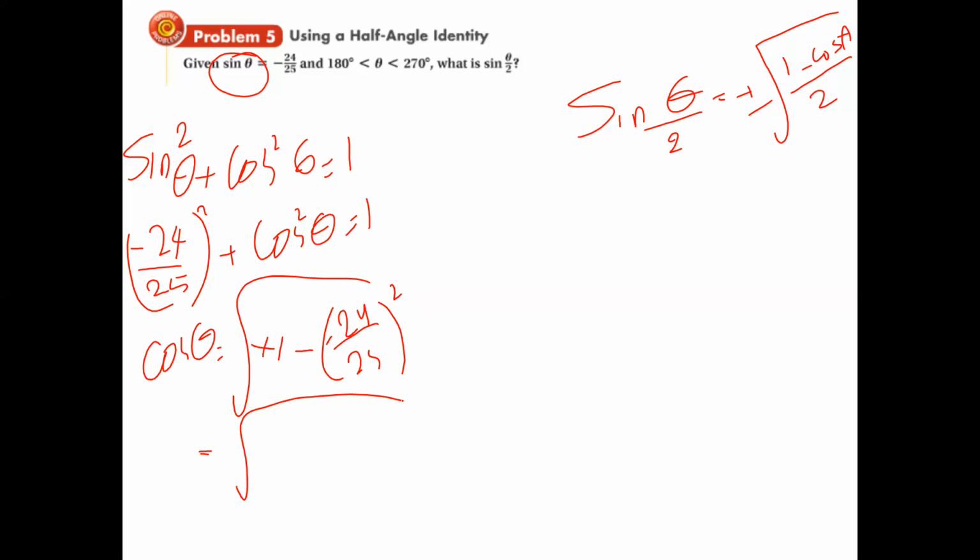As you see now, this one, I'm sorry, there's something wrong. It cannot be 1 plus, it is 1 minus, that's why.